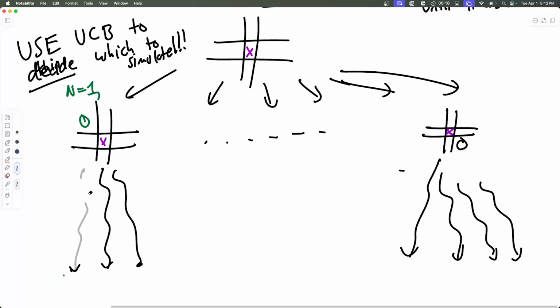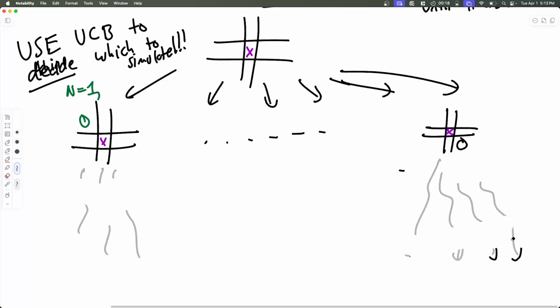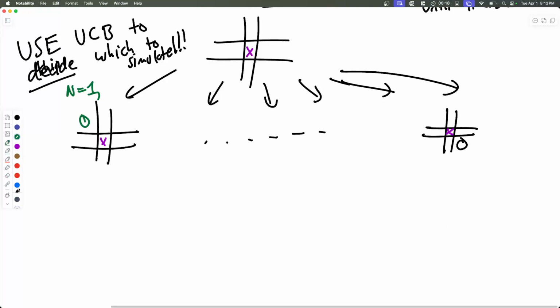So I've got to erase my tentacles over here and draw some new ones. We do it one time, and let's say it ends with a win. Great. So our Q value is 1. It's 1 out of 1, because we've done one simulation and we won one time. Now we decide which one to do next. We've done one simulation. Which simulation should we do next?